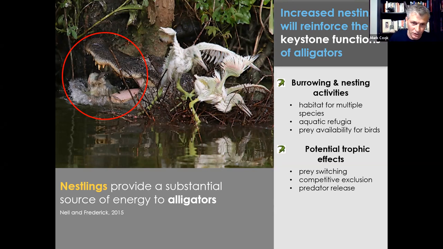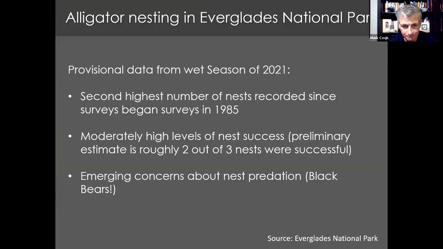So there's this circle that's going on here that's just providing mutual benefits for one another and for other species as well. And so, with this massive amount of wading birds nesting in the system, we would actually predict that we would see an uptick in alligator nesting. And I was really happy to hear last week that indeed was the case, that they did benefit. And probably that was largely due, not entirely due, but largely due to this massive wading bird nesting event that we had.